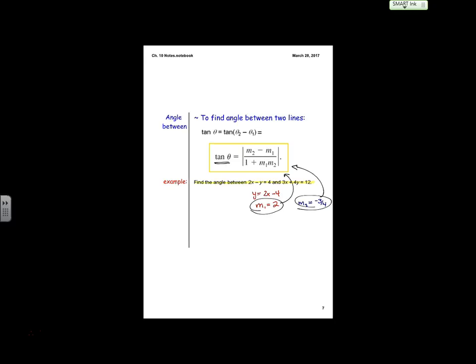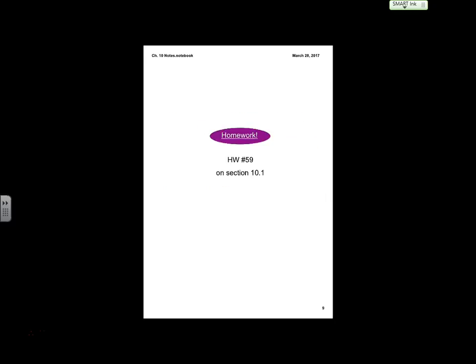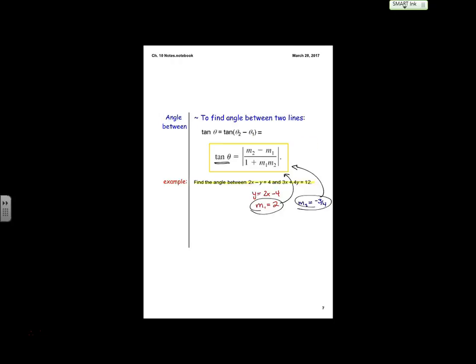You guys are going to test it in homework. One more example and we're done. Do section 10-1 for tomorrow. Let's see how it goes. You just missed one little homework example.